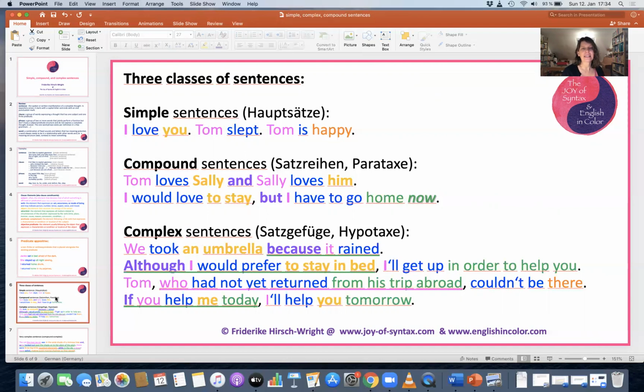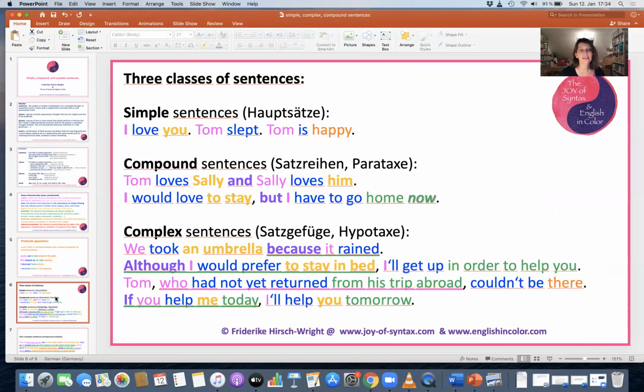Tom loves Sally and Sally loves him. I would love to stay, but I have to go home now. And I might have to say I would love to stay, but I might have to take my dog outside now. A complex sentence consists of a main clause plus one or more subclauses, or substructures.